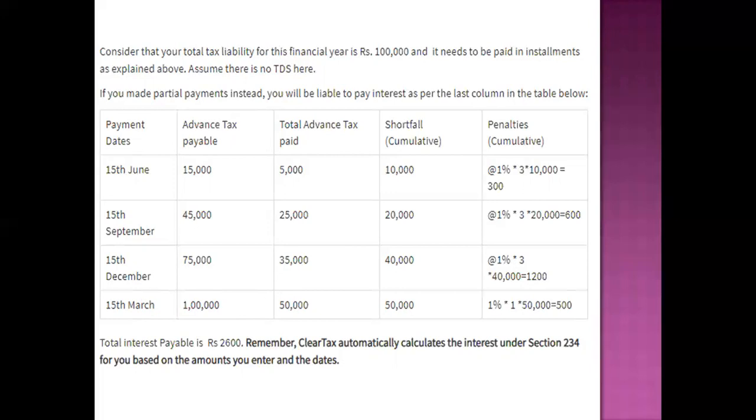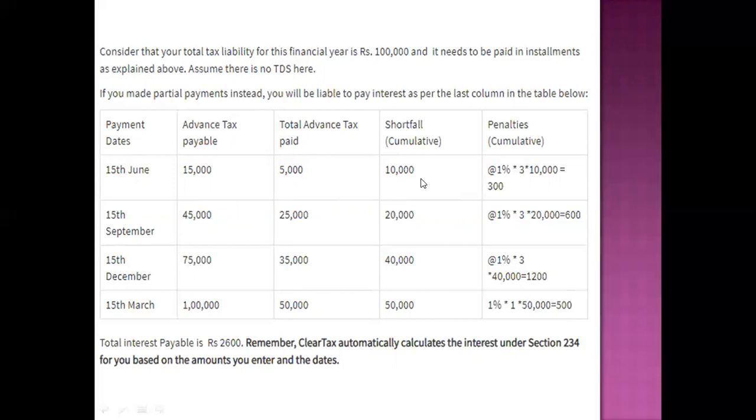Now, how much did he pay? In this column, we are seeing how much he has paid. Now look, in each of these columns, the amount is given. So the lesser figure is the shortfall. In the first case, 15,000 was the amount he should pay. He actually paid 5,000. So the shortfall is 10,000.